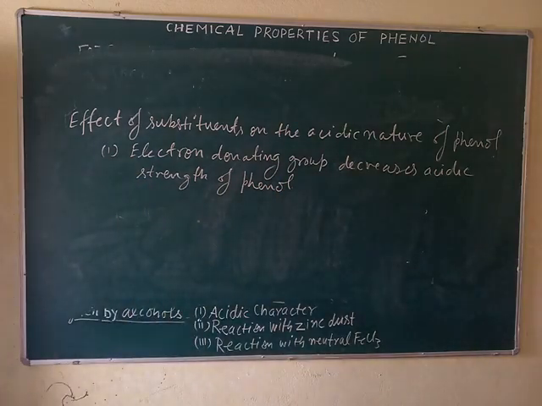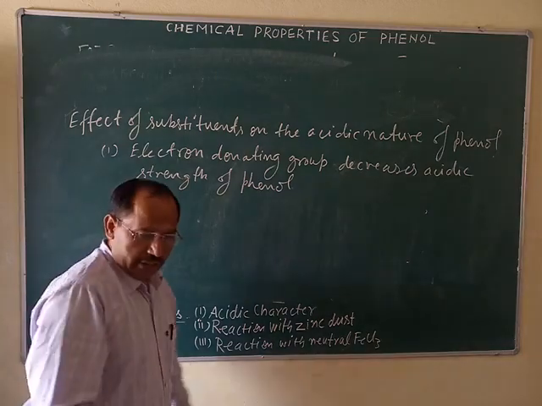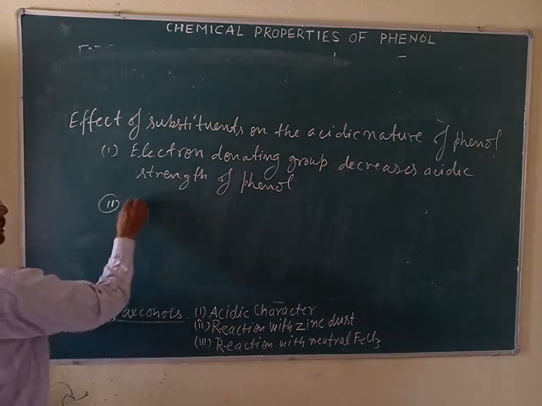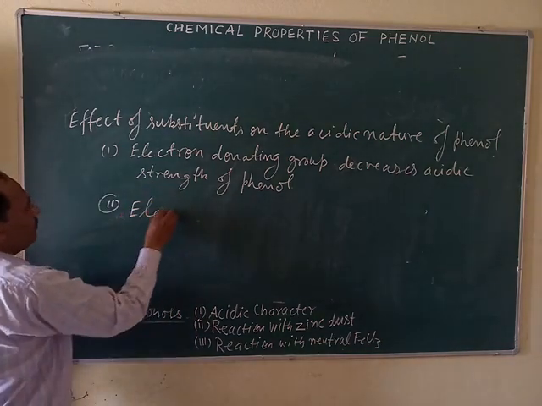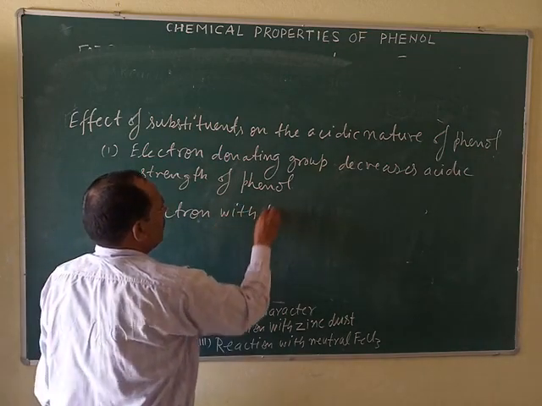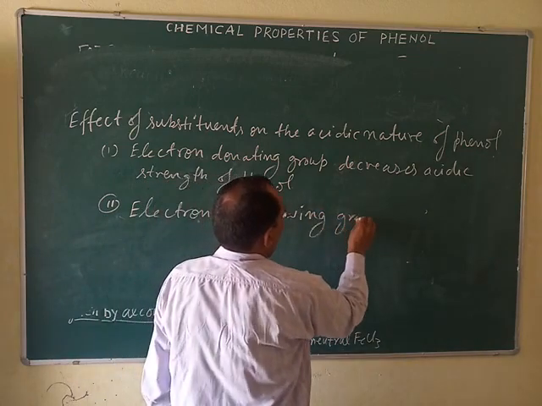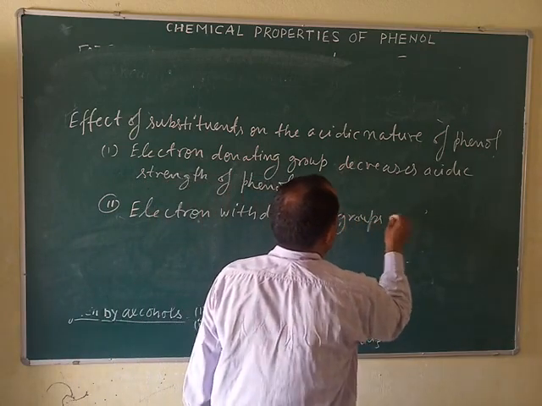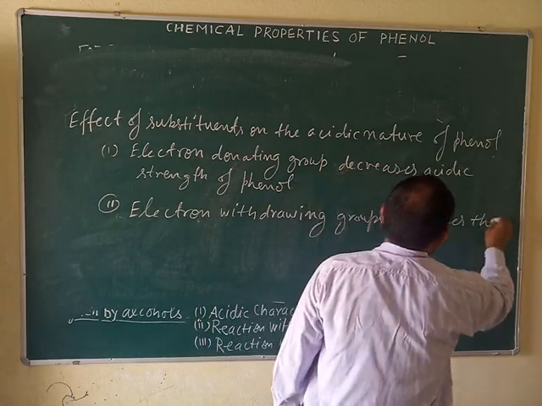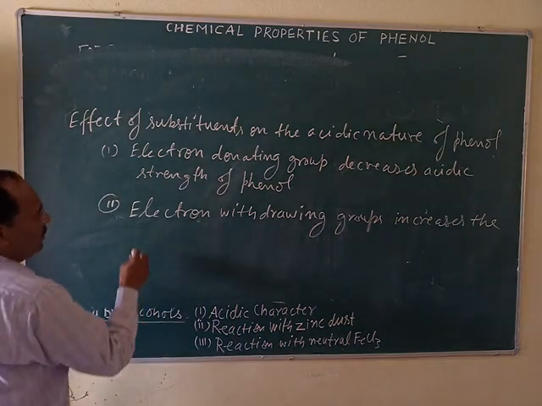All the electron donating groups, electron pushing groups, decrease the acidic strength of phenol. Next point, electron withdrawing group increases the acidic strength of phenol, or the acidic nature of phenol.